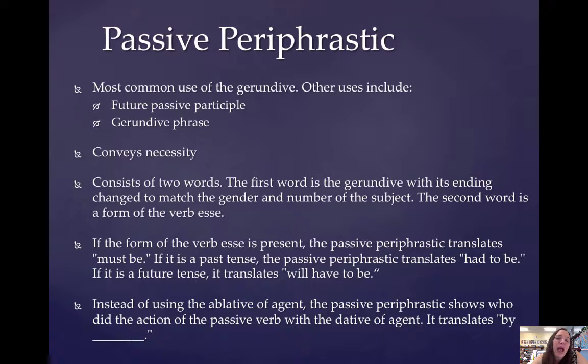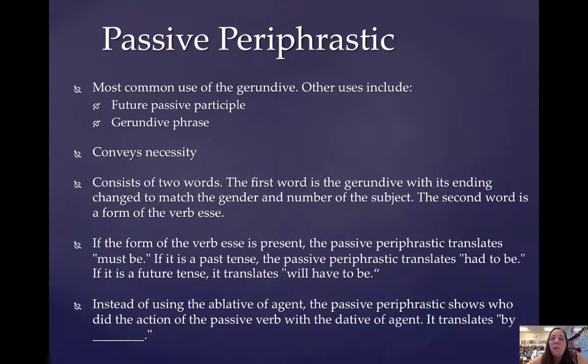Now, you have learned two other uses of the gerundive, including it being used as the future passive participle, and its being used as a phrase, a construction that is sort of unique to Latin in that it takes over the function of a gerund. This third use, the passive periphrastic, is probably the most common use of the gerundive.